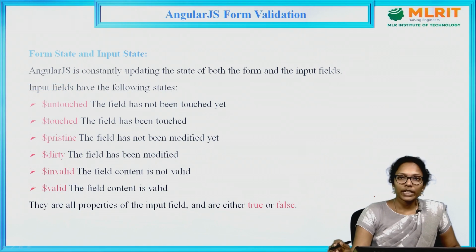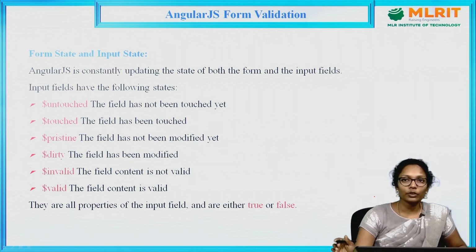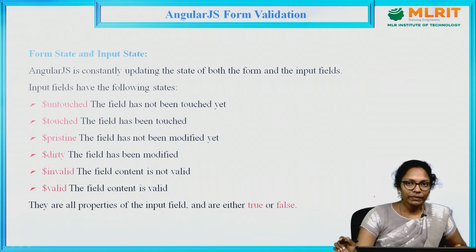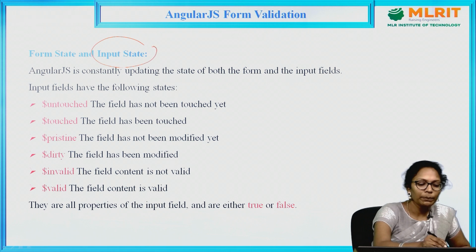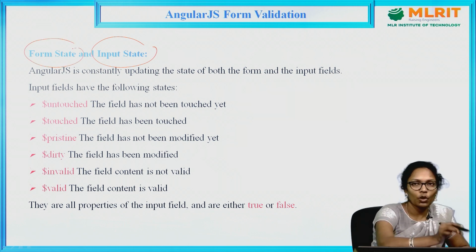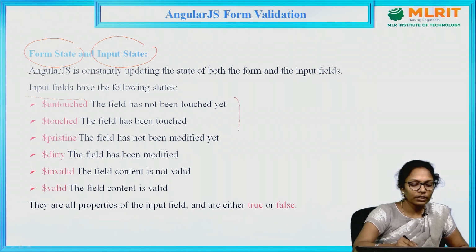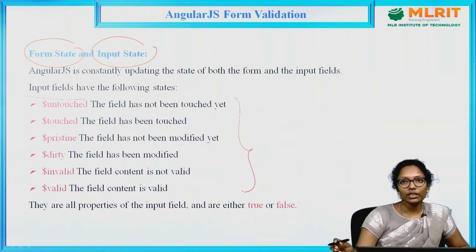So, form states and input states. Just now we have seen in the previous programs $valid. With $valid, we are checking the validity of a particular field. The particular field comes under input state. And if you are checking the whole form, then it comes under form states. So first we will see the basic input states. We have all these states to check the validity of a particular input field.